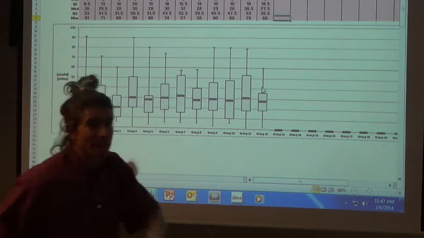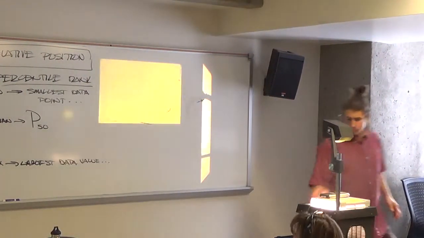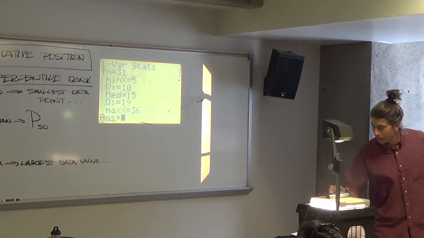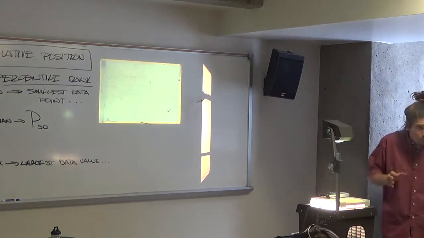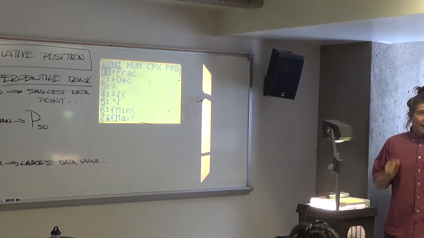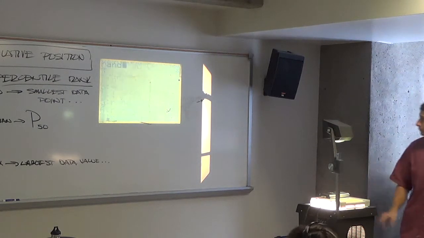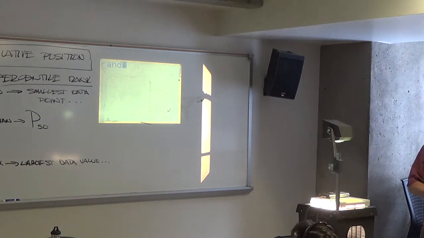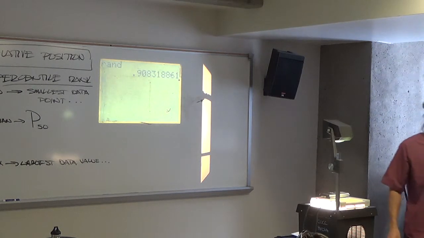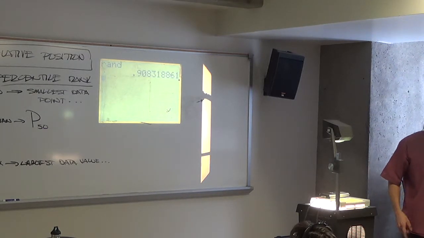Random. Everybody do this. We'll come back to this. Grab your TIs. Everybody, if you have a TI, grab it. Do a little randomization exercise right here. Everybody press the math button. Now go over to the prob menu. This is the one you were in before. Press enter. Hopefully it says RAND on the home screen right now. Now press enter again. I got 0.9083. What'd you guys get? 0.311. 0.3, 0.5, 0.2, 0.908.